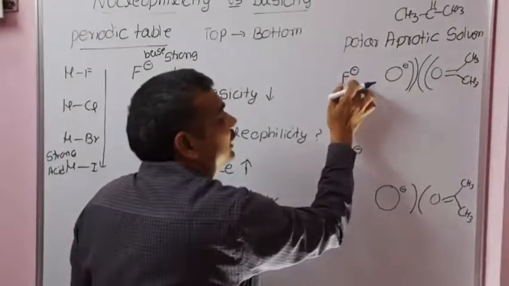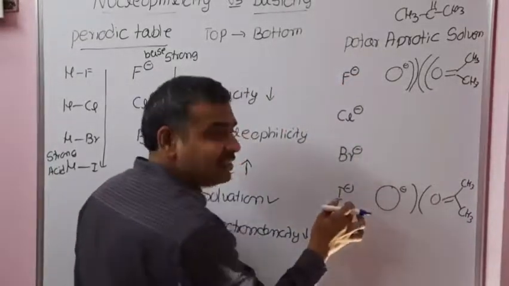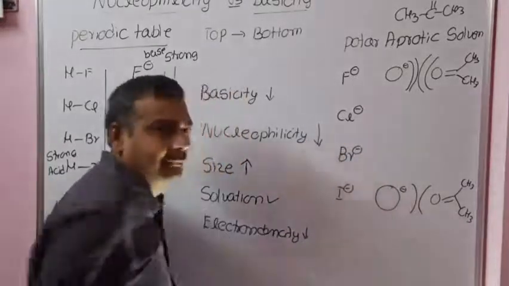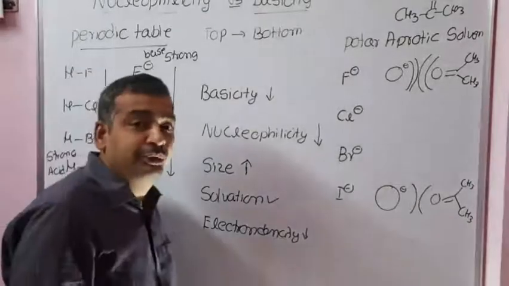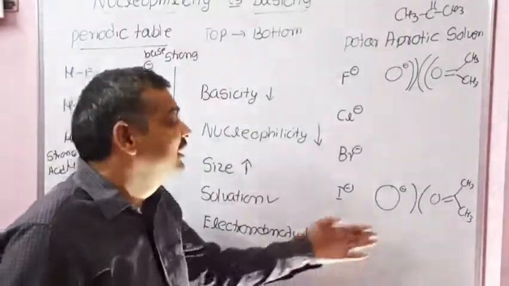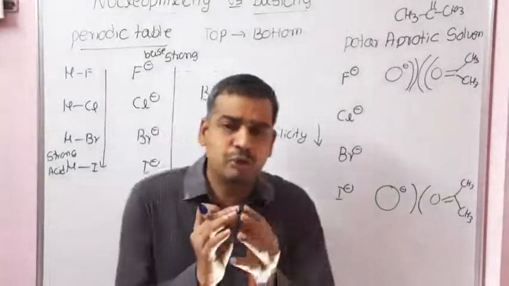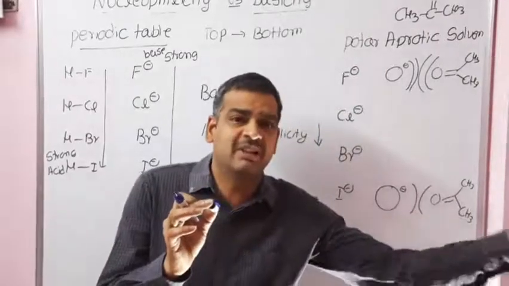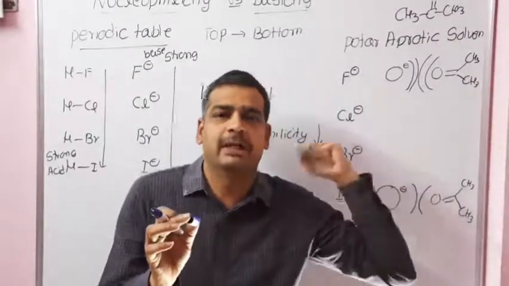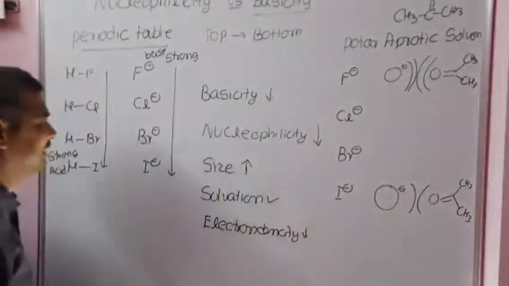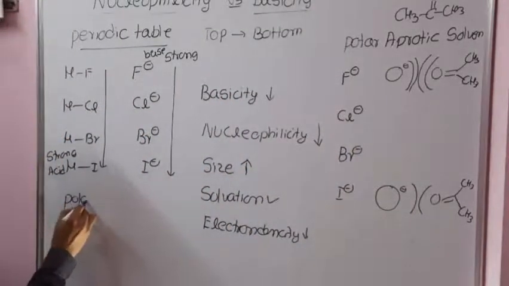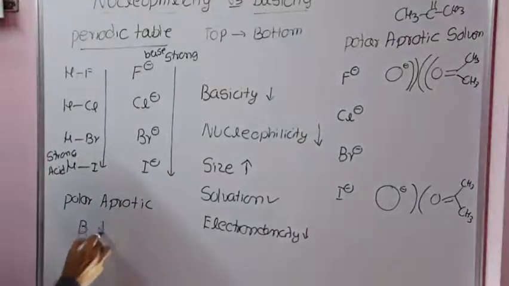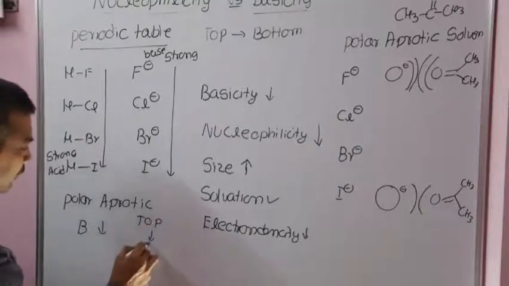That means the nucleophilicity of F minus is more and that of I minus is less. From top to bottom, nucleophilicity decreases. The reason is that with less repulsions it won't be thrown away from the solvent, whereas F minus, with more repulsions, is readily thrown away from the solvent and readily attacks the electron deficient atom. So from top to bottom, nucleophilicity decreases. Alright, polar aprotic solvent: basicity decreases from top to bottom.